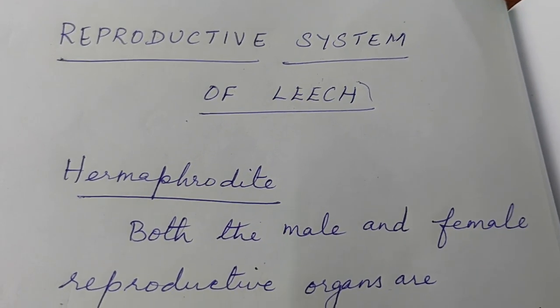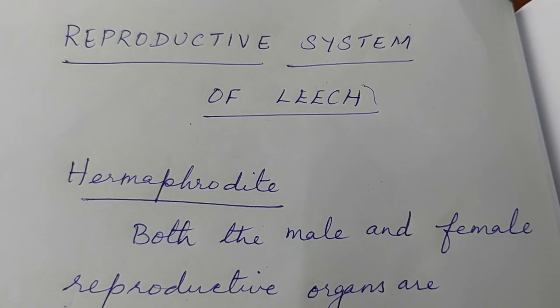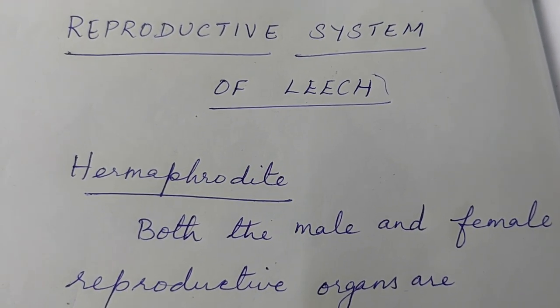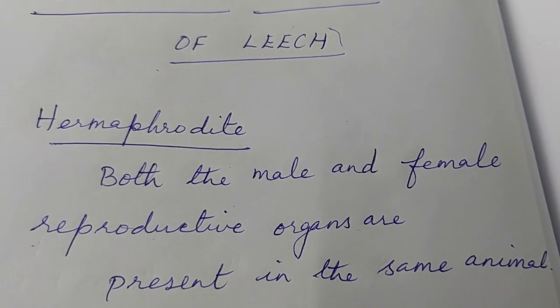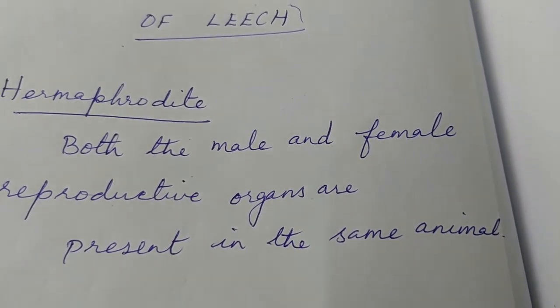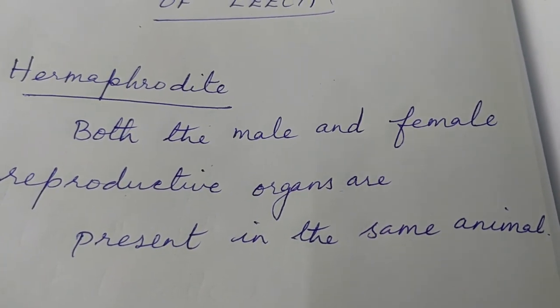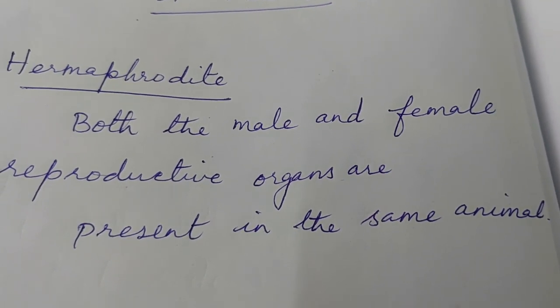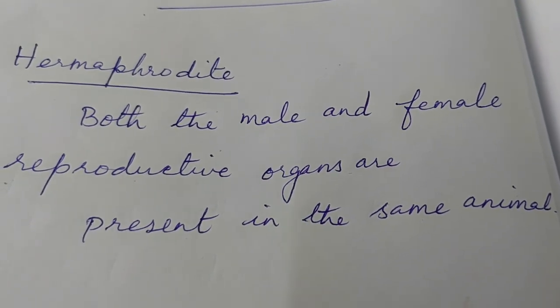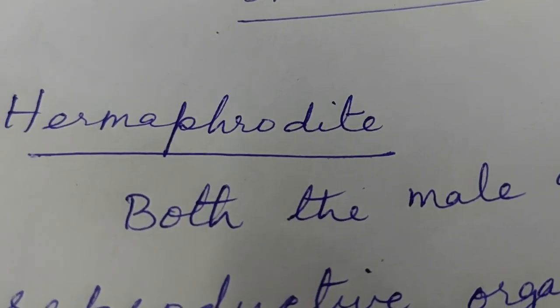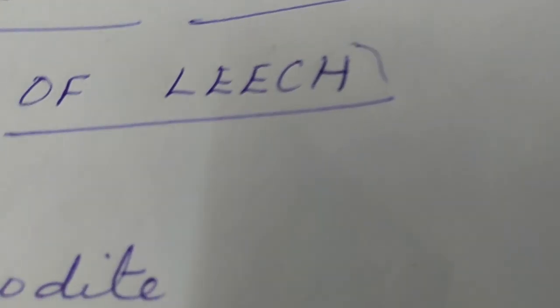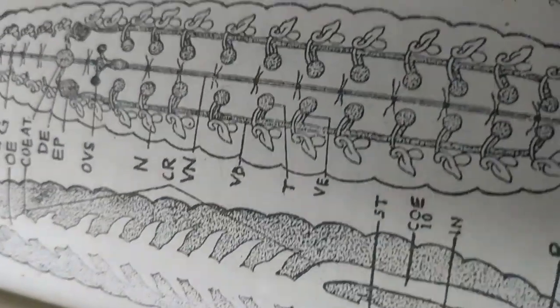We'll start the class, children. As we discussed, we'll start with the reproductive system of leech. Leech is a hermaphrodite animal. A hermaphrodite animal means what? Both the male and female reproductive organs are present in the same animal. Ore animal le male reproductive organum, female reproductive organum same irundhudu appadina, that kind of animals are called hermaphrodites. Best example, leech. We can see the diagram here. Let me show it here.